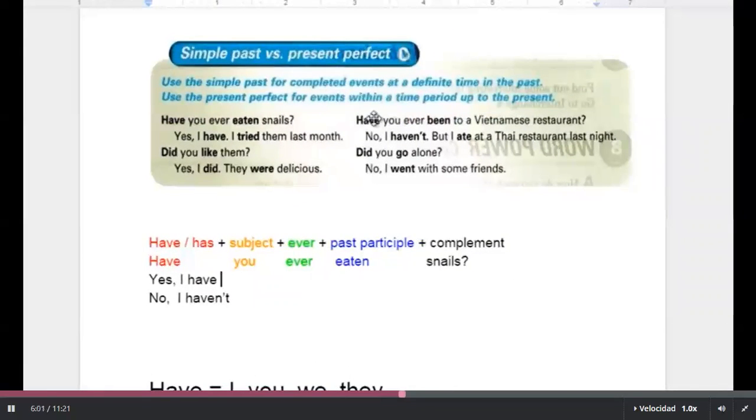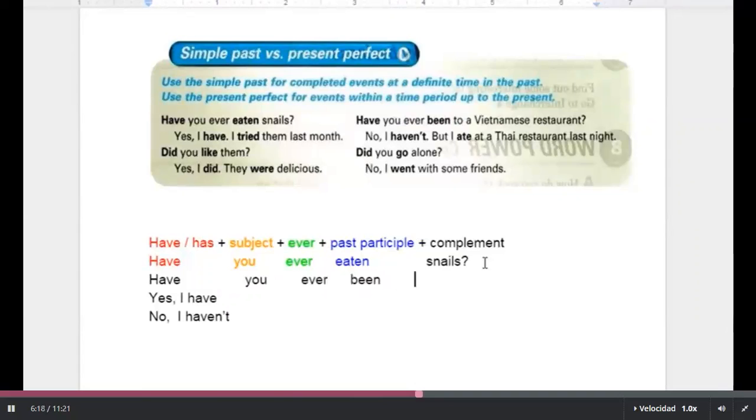It's the same thing for our next question. Have you ever been to a Vietnamese restaurant? So let's do that one as well. I'm going to use have. This follows the subject. And then we're using the word ever. So we use the verb to be in this case in the past participle form. And then whatever complement exists. So in this case, have you ever been to a Vietnamese restaurant? And once again, the answer to that particular question can be yes, I have, or no, I haven't.